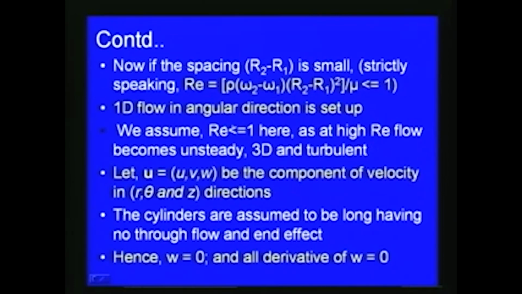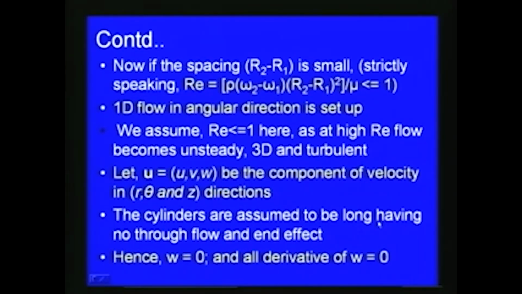So, we are considering this case only for Reynolds number less than or equal to 1, since at higher Reynolds numbers the flow is generally unsteady, and then we have to consider three-dimensional and turbulent flow depending upon the case. Here, let the velocity components in the r, theta and z directions be u, v and w.